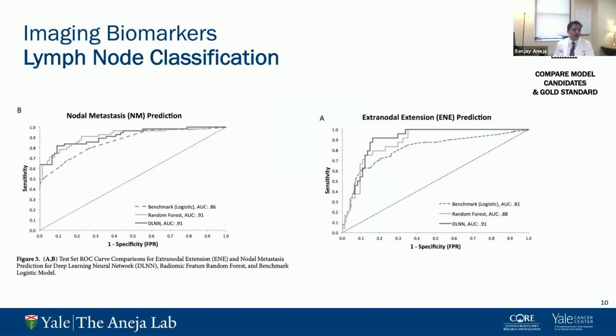Initially, we trained our model on an institutional cohort, and we tested it on a blind institutional cohort as well. When we compared the model to a benchmark logistic regression of just clinical variables, we found that our model had a better discriminatory ability in both identifying nodal metastasis as well as extranodal extension. It's important to note that another candidate model, a random forest model of radiomic features, was also quite good at discriminating nodal metastasis versus extranodal extension. And so it's important to test multiple different models in order to identify which one's the best, looking at the trade-offs between those.